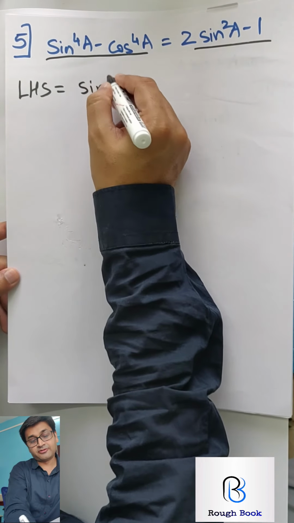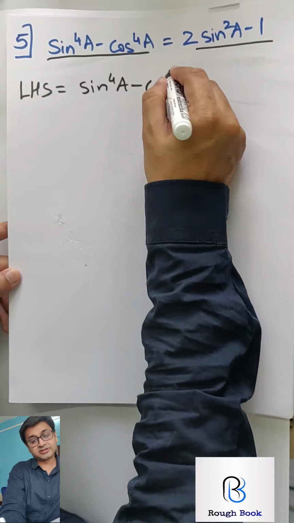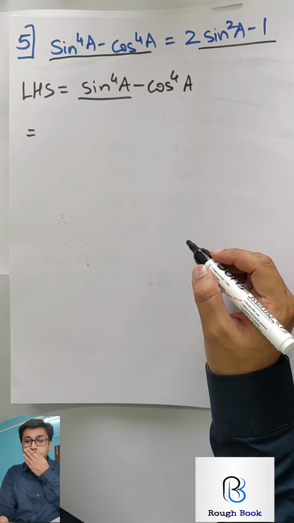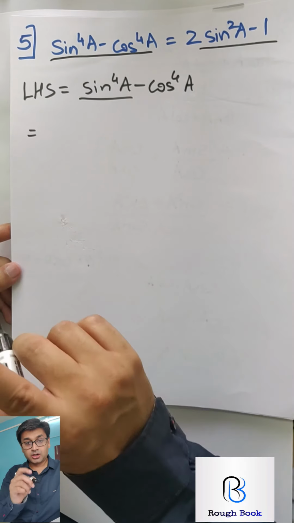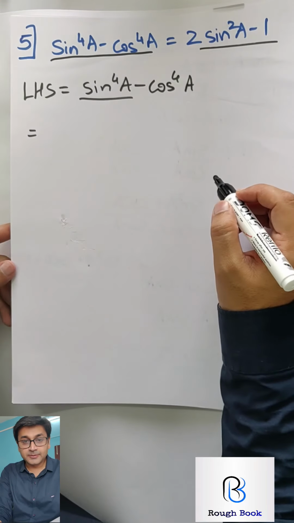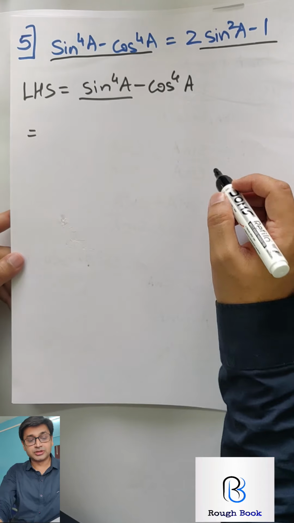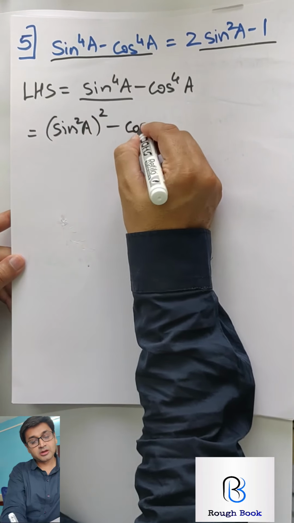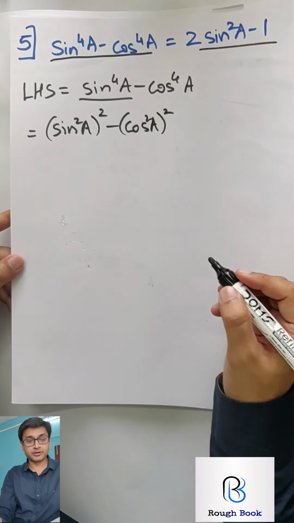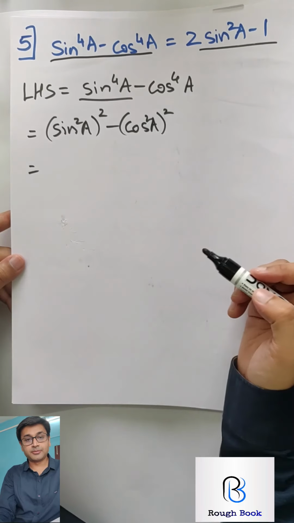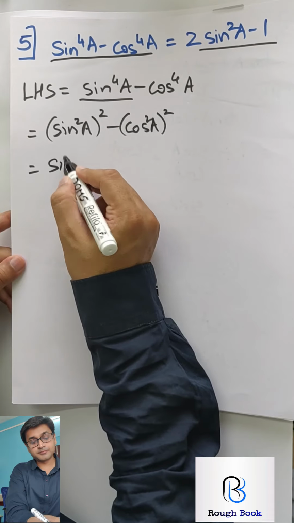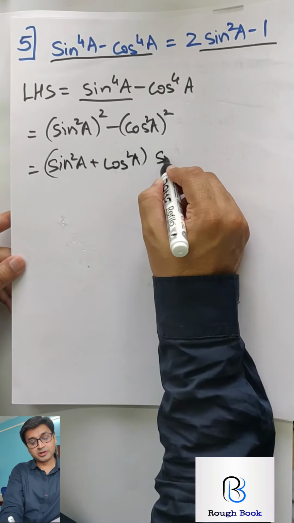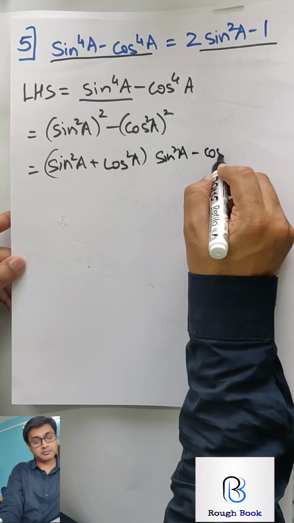So I will get sine 4 A minus cos 4 A. So what can I do with this? Any clue? Yeah? Okay. There is a formula, a plus b into a minus b. Use it. It's going to be (sine square) the whole square minus (cos square) the whole square. Are you getting it? So now what will happen with this? A plus b into a minus b.